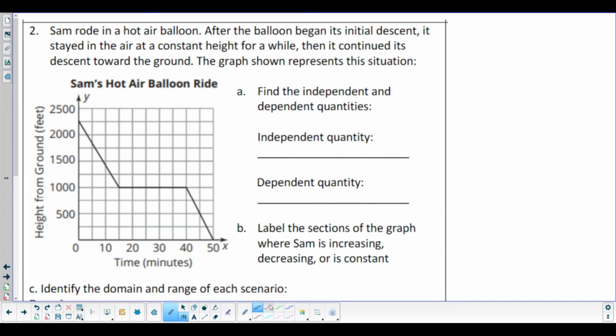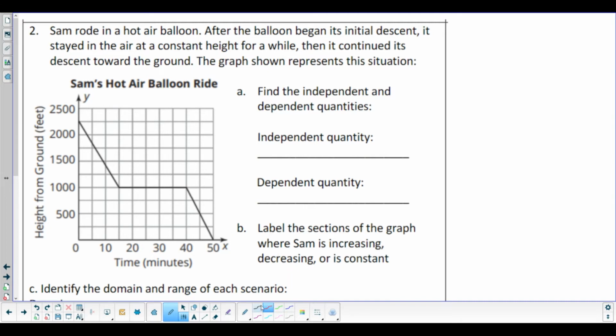So we have him starting at 0 minutes, and then he's starting his initial descent, and he's heading down. He's up here, however high up the ground, and then he's heading down, and then he stayed in the air at a constant height for a while. That's going to be right here, right? Time is moving forward, but our height stays the same. And then he continued his descent towards the ground, which is right here.